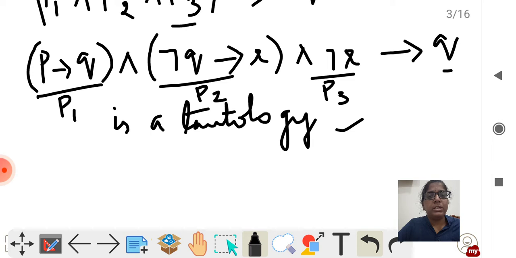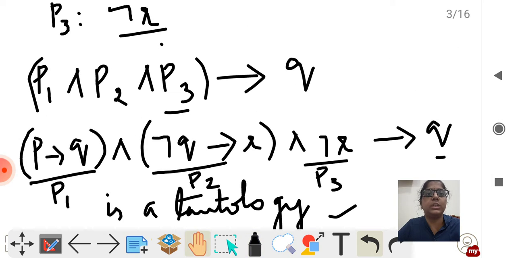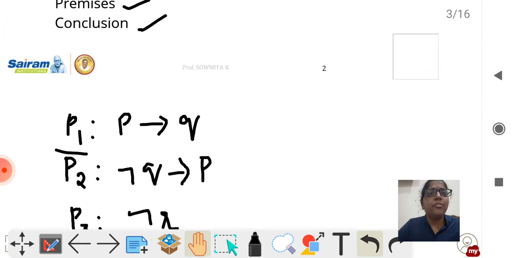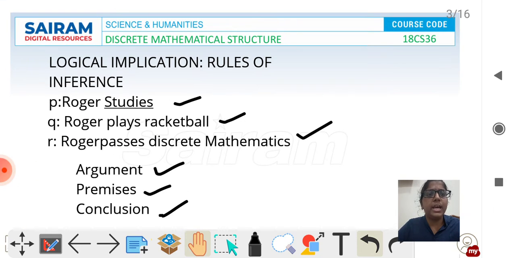Another way is that we can use rules here. To prove this argument as a valid one, instead of going through a truth table, we can use the rules. There are 12 rules here, but the most important are three rules. I am going to explain those three rules. Every problem can be covered by these three rules. If you train, you will get the argument as a valid argument by these three rules itself.